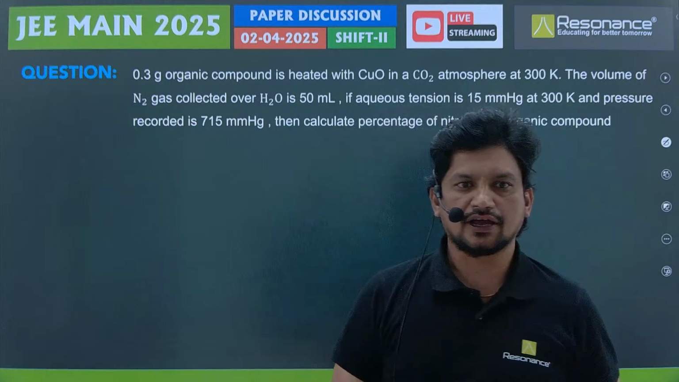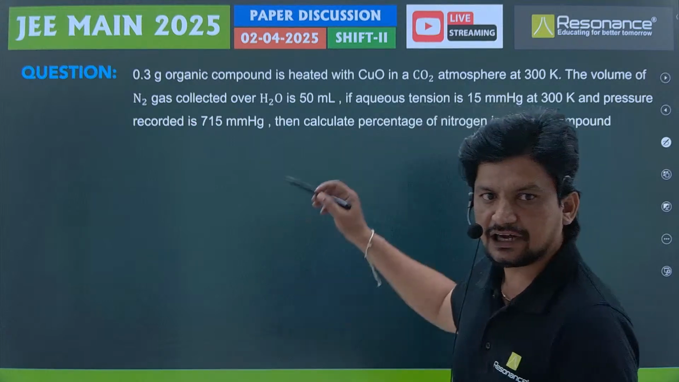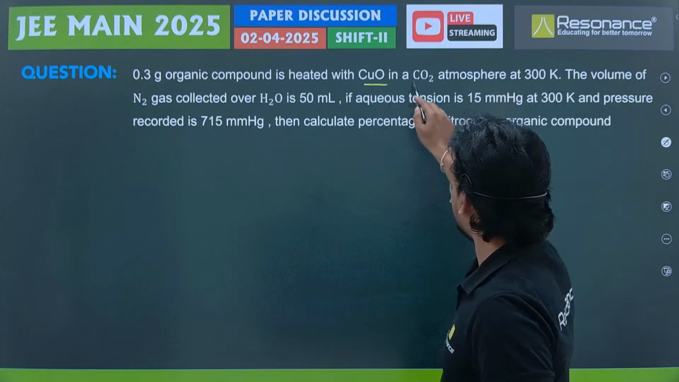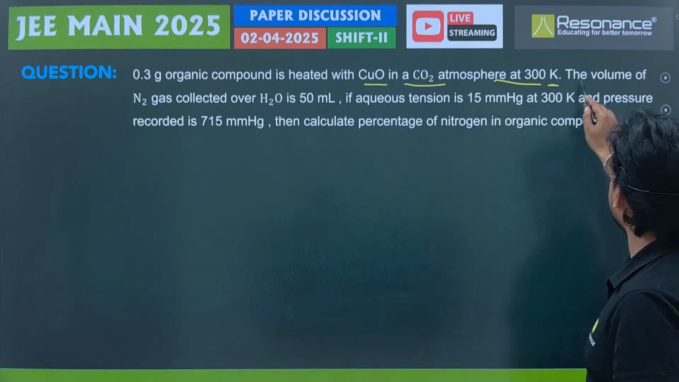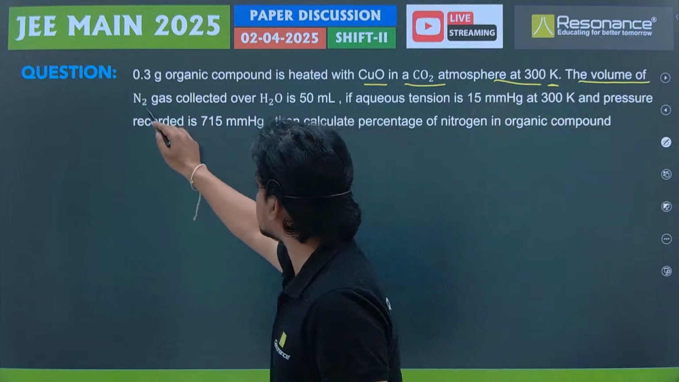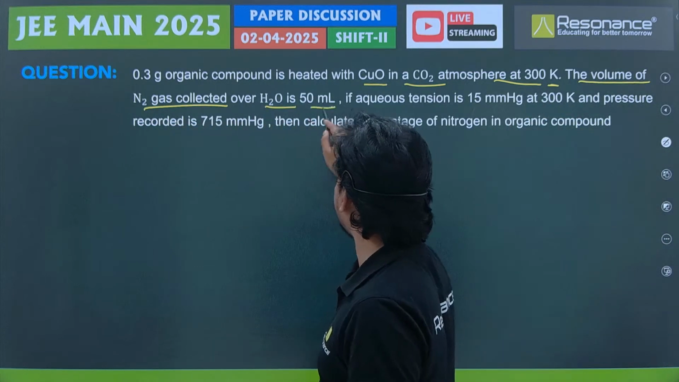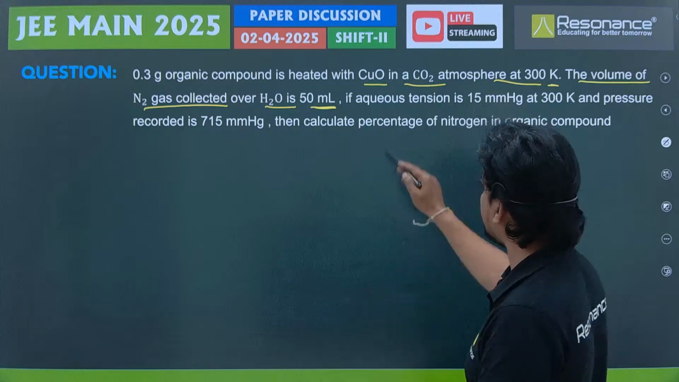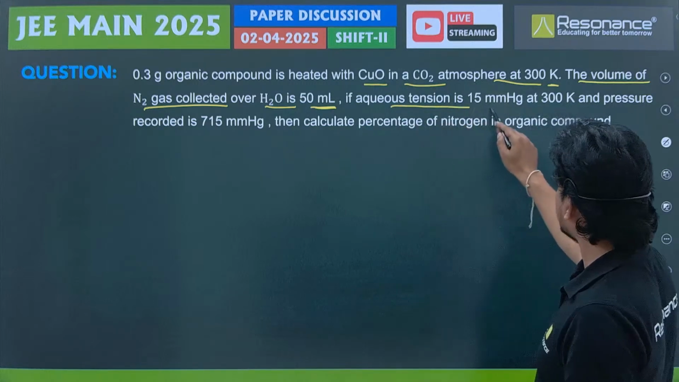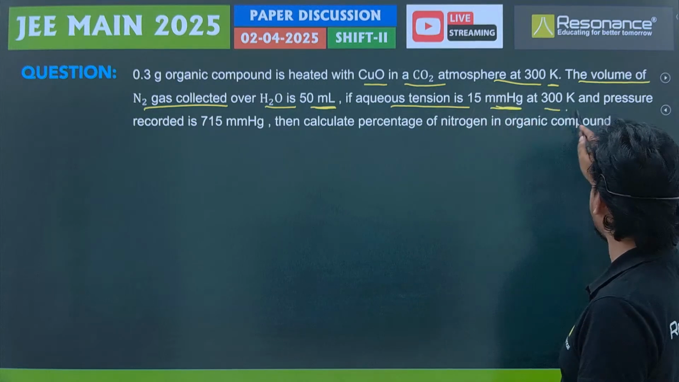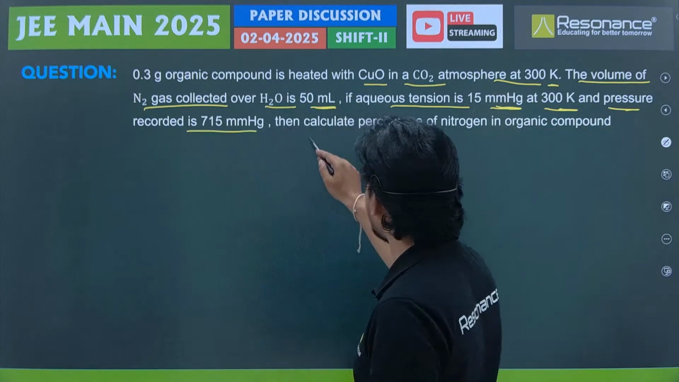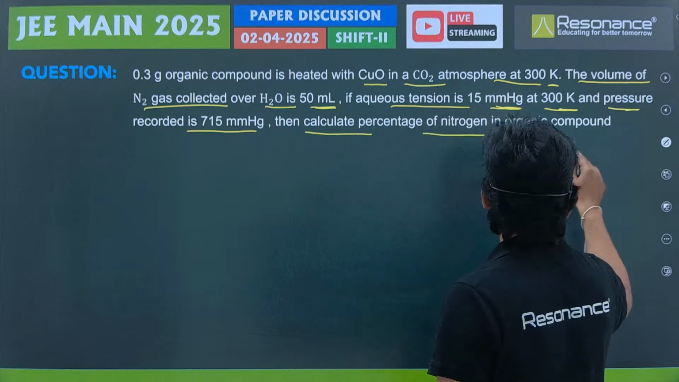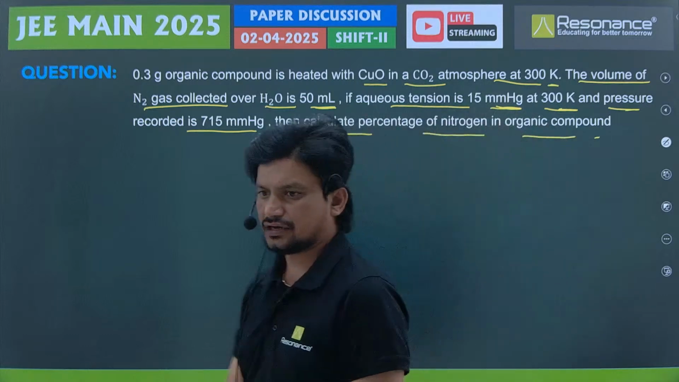0.3 grams of an organic compound is heated with CuO in a CO2 atmosphere at 300 Kelvin. The volume of nitrogen gas collected over H2O is 50 ml. If aqueous tension is 15 mm of Hg at 300 Kelvin and the pressure recorded is 715 mm Hg, then calculate the percentage of nitrogen in the organic compound.